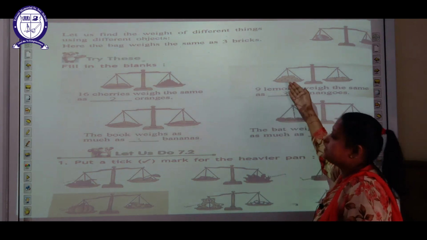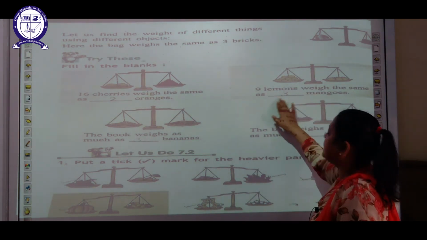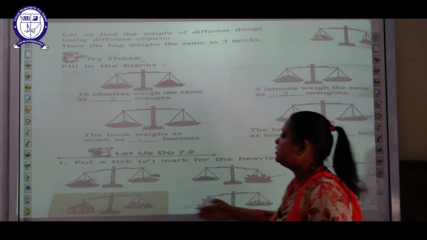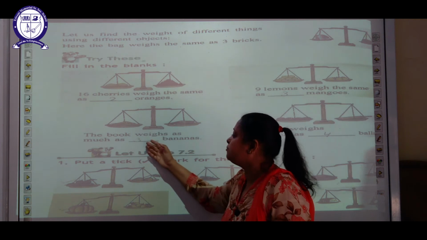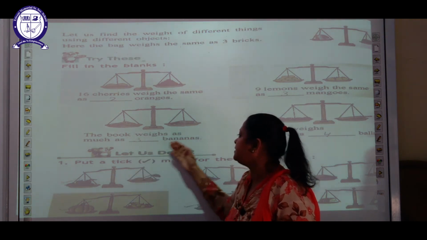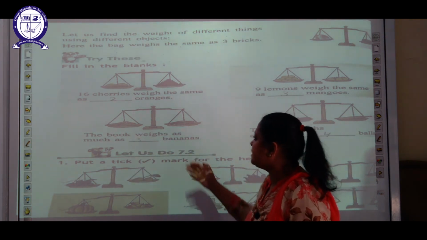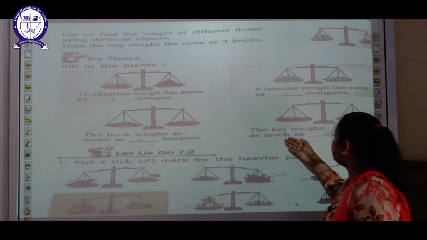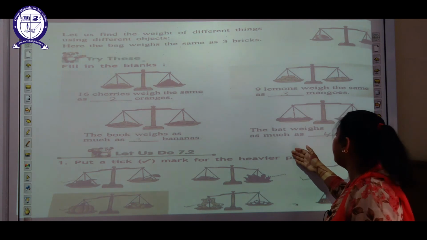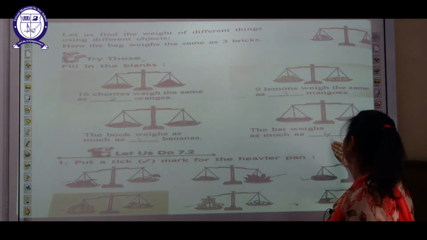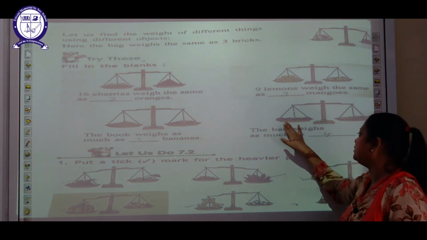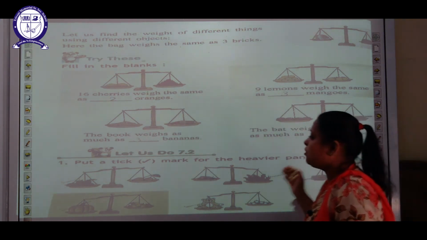9 lemons weigh the same as how many mangoes? 1, 2, 3, 3 mangoes. And the book weighs as much as dash bananas. How many bananas, student? 3 bananas. The weight of the bat is as much as dash balls. You will count the balls, you will get the answer. 1, 2, 3, 4, 4 balls.